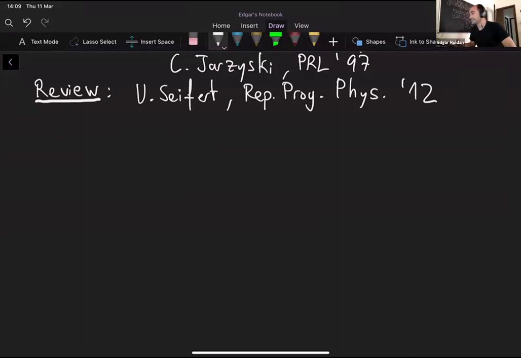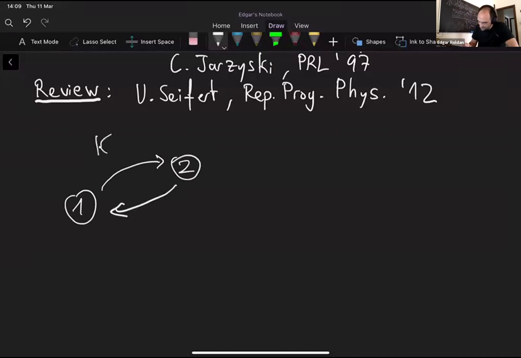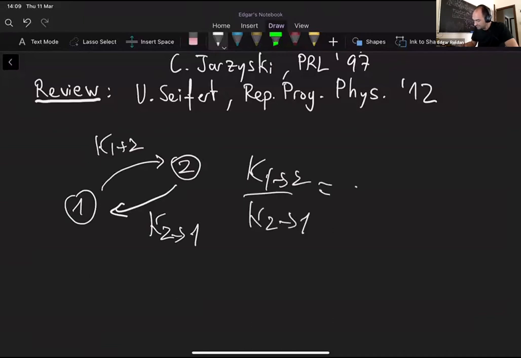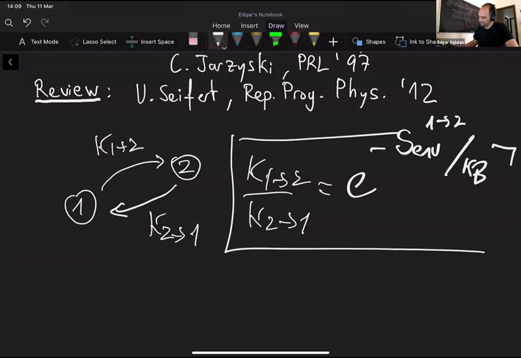This is often a key assumption in stochastic thermodynamics. So you have a state one and state two. And when you are out of equilibrium, you assume that the rate in going from one to two and the rate in going from two to one are related in terms of the environment entropy. So this is related as e to the minus the environmental entropy change in going from state one to state two divided by KB. This is something we assume in stochastic thermodynamics, okay? It is the way we can do thermodynamics.